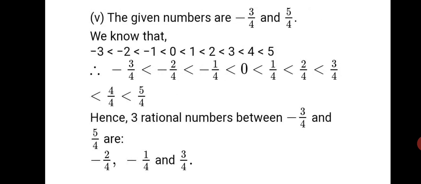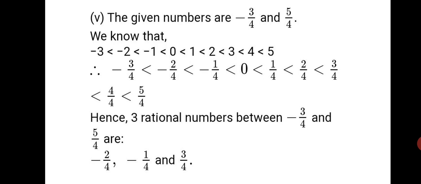Fifth sum, the given numbers are minus 3 upon 4 and 5 upon 4. We know that now again the denominators are same. So we compare minus 3 and 5 and write all possible numbers between them. Minus 3, minus 2, minus 1, 0, 1, 2, 3, 4 and finally 5. When you take these numbers upon 4, since the denominator is 4, you get the numbers between the given numbers, minus 3 upon 4 and 5 upon 4.